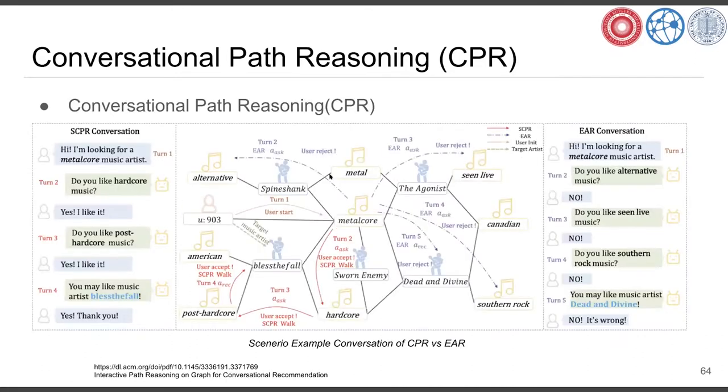And here is a sampled conversation of the conversational path reasoning in the left part, which is more intuitive than the EAR, which is the estimation, action, reflection conversations that I have introduced previously. The reason why it is intuitive is because it could provide explainable recommendations since it has a path-grounded system. And also, the negative feedbacks could be regarded as a path pruning process given the graph context, which makes the conversational turns more natural and logical compared to the EAR part.